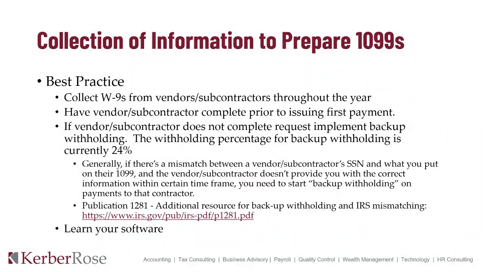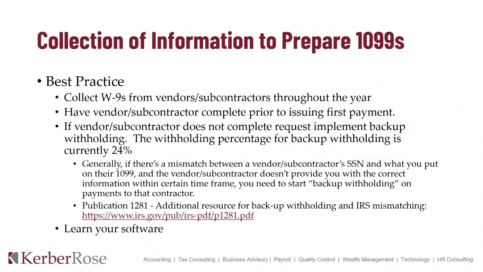Technically, if you have a vendor or subcontractor that does not complete this request, you should be implementing backup withholding. For 1099 vendor subcontractor purposes, the withholding percentage for backup withholding is 24% for federal. And there's additional resources for backup withholding because that is actually quite complex. I included the link there. If you get into a situation where you need to do backup withholding, you should be viewing that guidance.